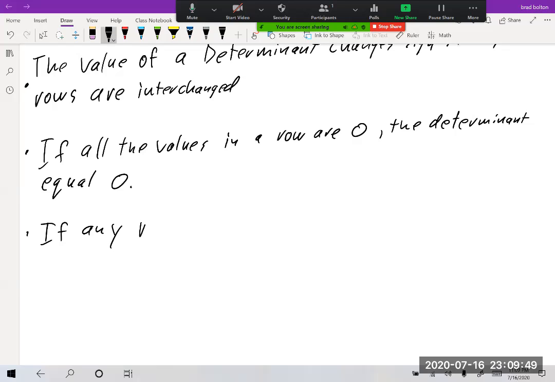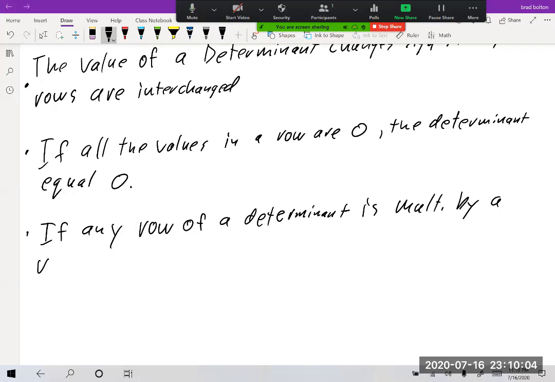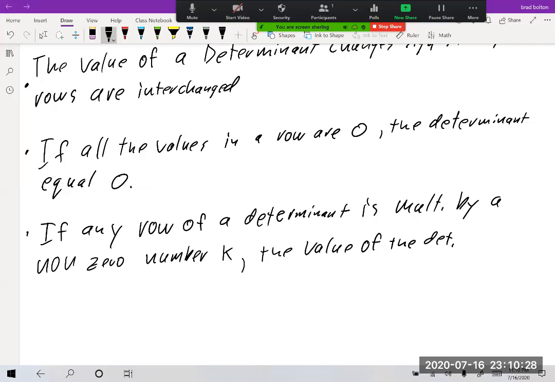If any row of a determinant is multiplied by a non-zero constant, k, or number k, I guess, non-zero number k, the value of the determinant is also changed by a factor of k.